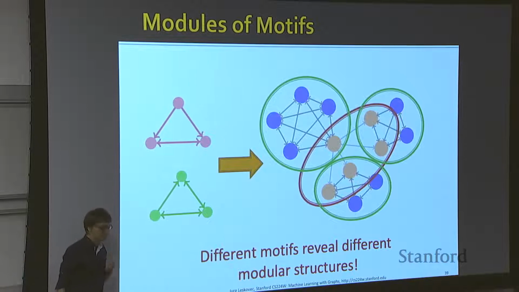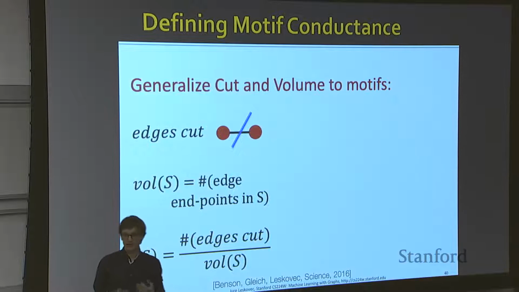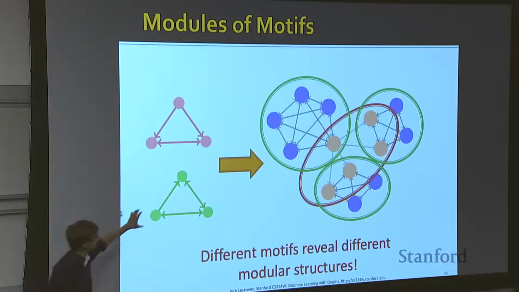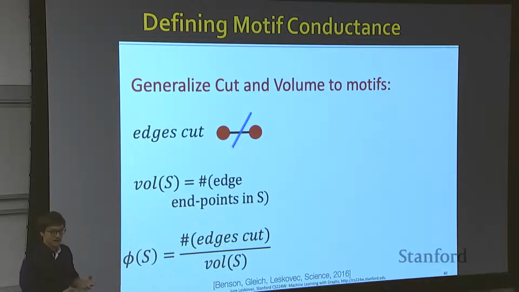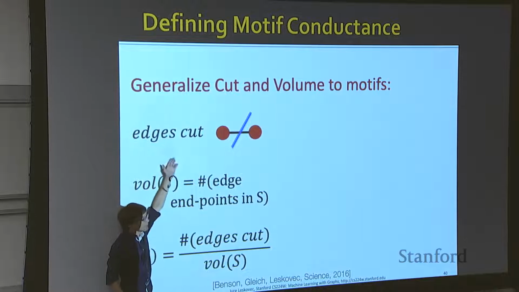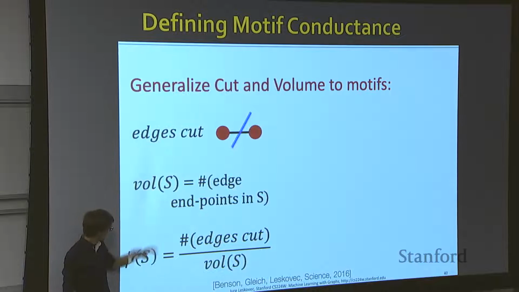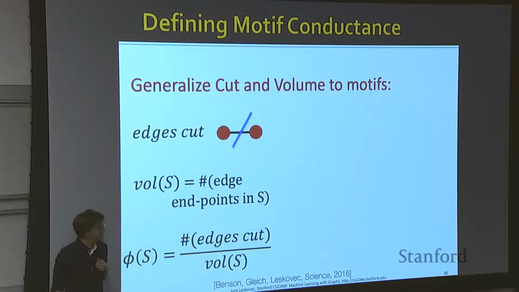And what is super cool is that this 40-year-old math theory that I was telling you about generalizes to this type of case. So what's the idea? What we did so far, we defined the notion of number of edges cut, we defined the notion of the volume, and then we said conductance is number of edges cut divided by volume. Okay?